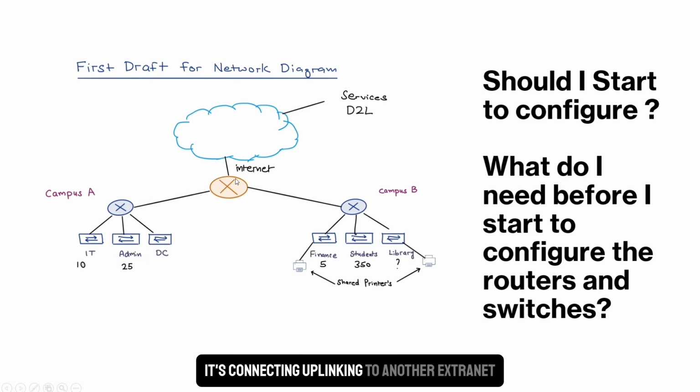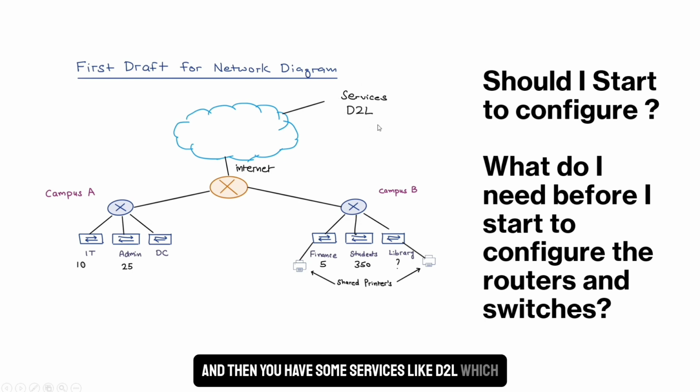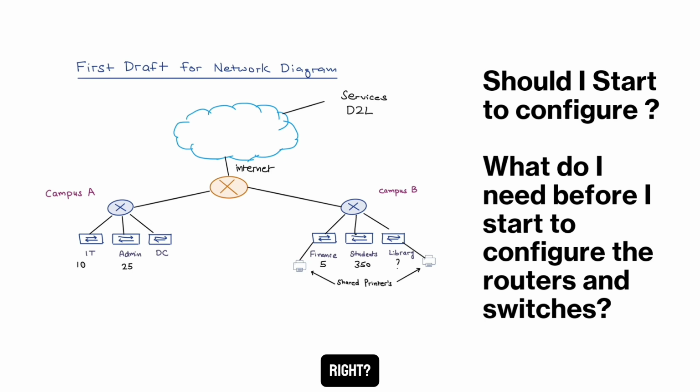It's connecting, uplinking to another extranet router that has access to the internet. And then campus B is similarly set up with different departments, but connected to that extranet. And then you have some services like D2L, which is usually a learning management system, where students would log in and see what assignments have been given.